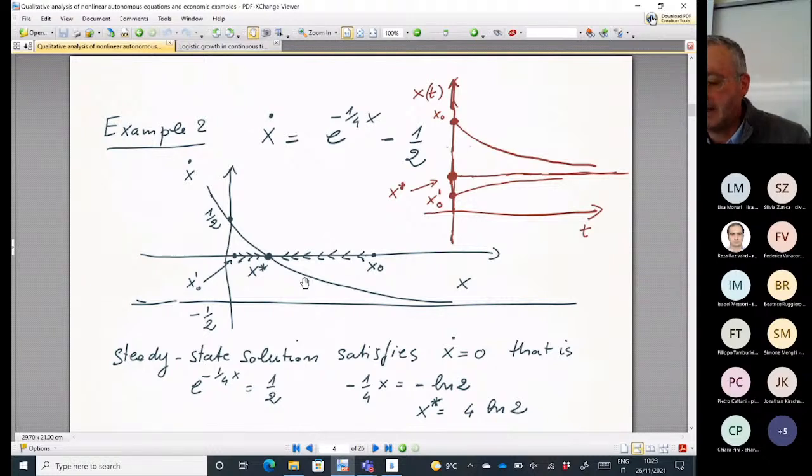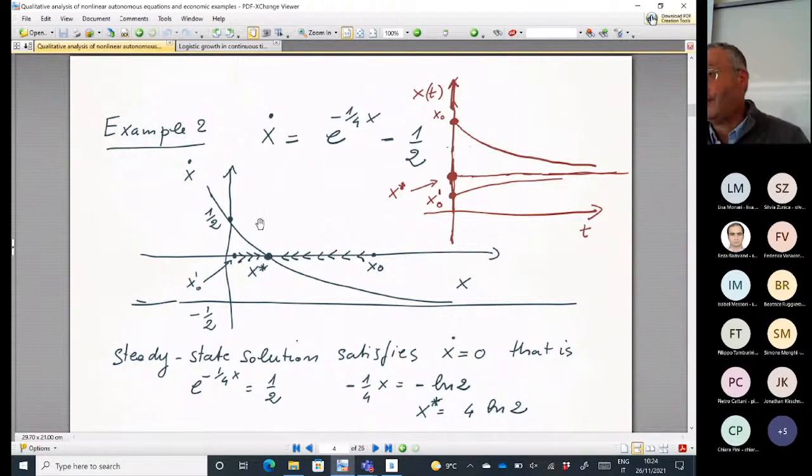Okay, so can we represent, at least qualitatively, the possible paths in the time domain, abscissa t, and then x of t here. X star, which is 4 log of 2, is, for instance, here. If we start above, which is the case of x0 here, the quantity will decrease until it approaches the steady state, like this. If we start below, it will increase until it approaches the steady state. Okay? So this is stability represented in the time domain, and this is the stability represented in the phase domain.